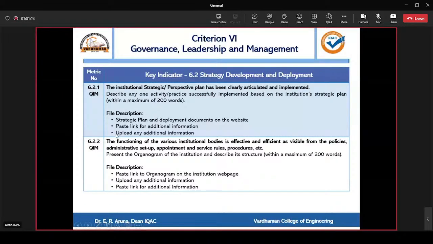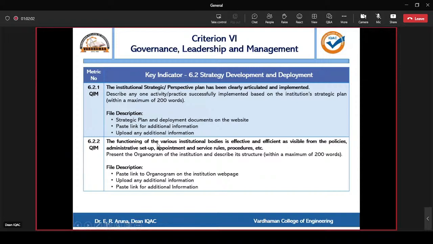As you can see in the file description, strategic plan and deployment documents on the website. Actually, in the strategic plan, what are the objectives we have set in the key areas? What are the action plans we have implemented to get that outcome? And what is the target with respect to that objective and what timeline are we following to achieve it? Once we have achieved these, those outcomes must be in the form of documented proof that we have to upload on the website. That is what we call deployment documents. That is, strategic plan and deployment documents. That should be kept on the website and the link can be given here.